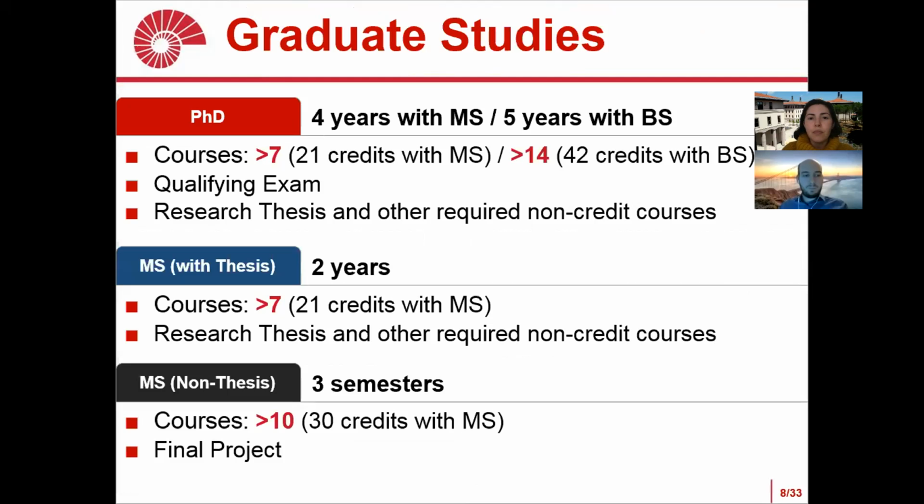The way that we offer graduate studies at Koç University, especially in engineering and basic sciences, is that we have PhD programs, which are very similar to an American structure of 4 years, or 5 years if you join directly from your bachelor's program. We have masters with theses, which are 2 years, and master non-theses, which are completed in 3 semesters, which are approximately 1 calendar year.